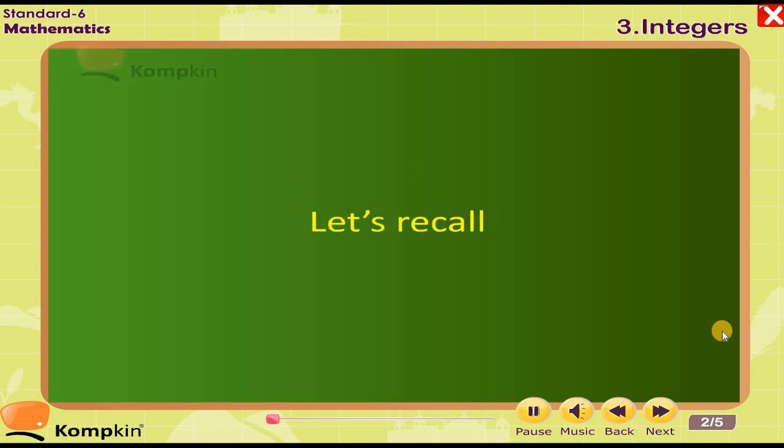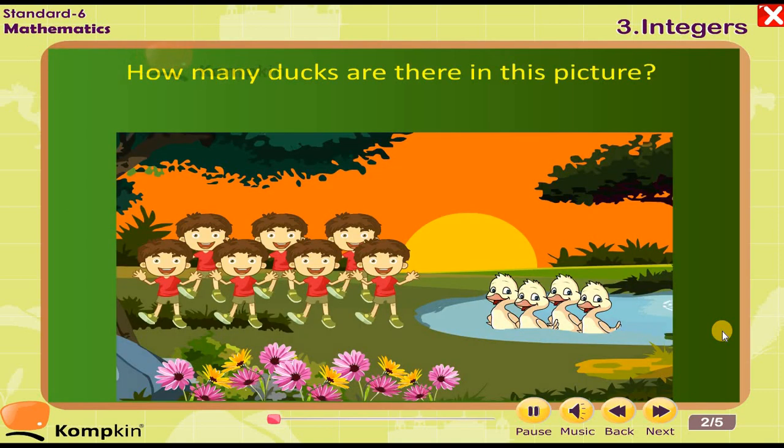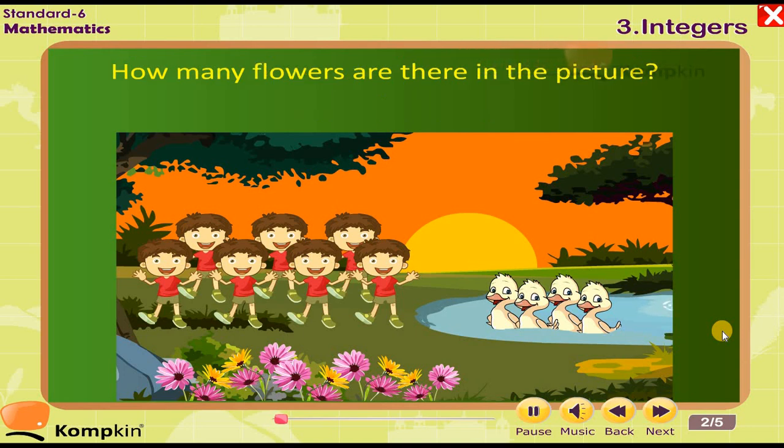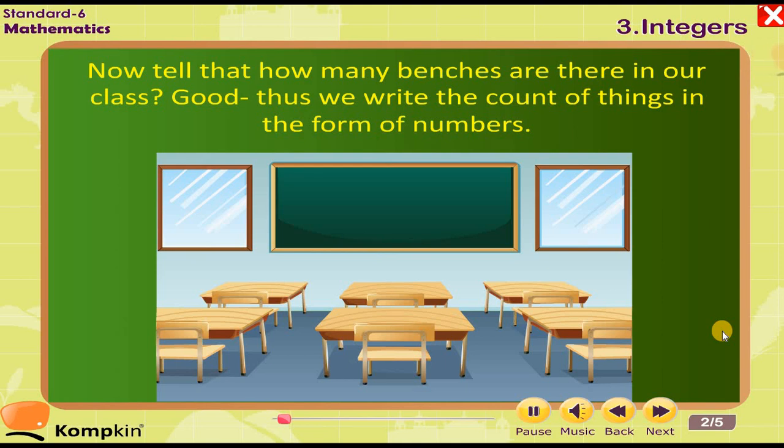Explanation. Let's recall. How many ducks are there in this picture? Right, 4 ducks. How many boys are there in the picture? Correct, 7 boys. How many flowers are there in the picture? Very good, 15 flowers. Now tell me, how many benches are there in our class? Good. Thus, we write the count of things in the form of numbers.